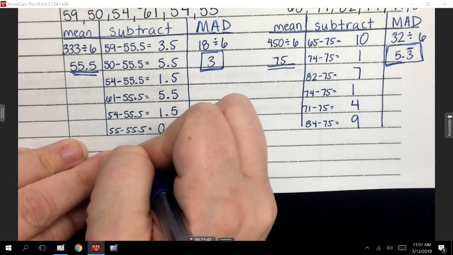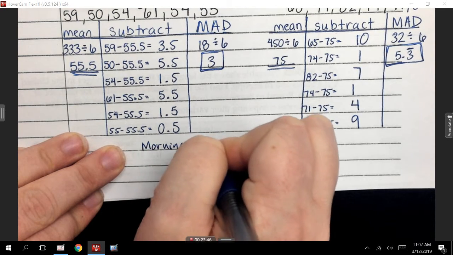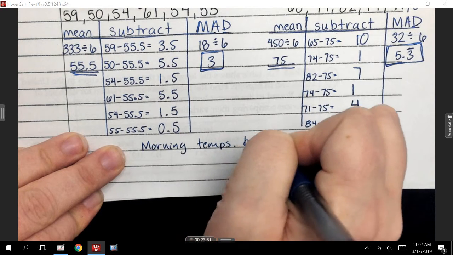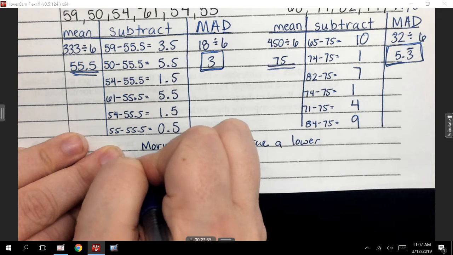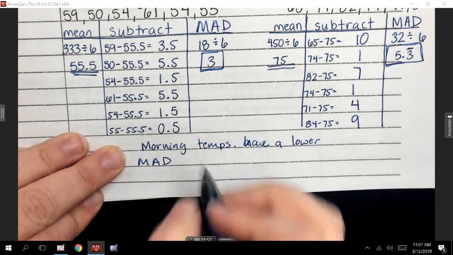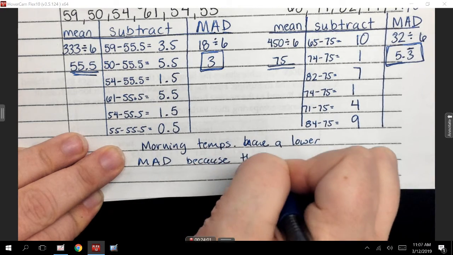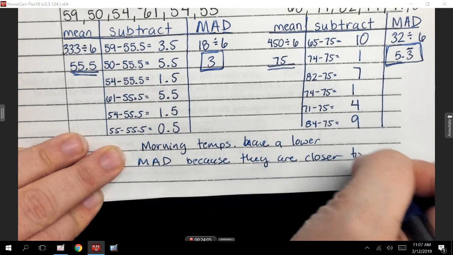So the way that we would compare that is the morning temps have a lower mean absolute deviation. So I'm going to put MAD because they are closer together.